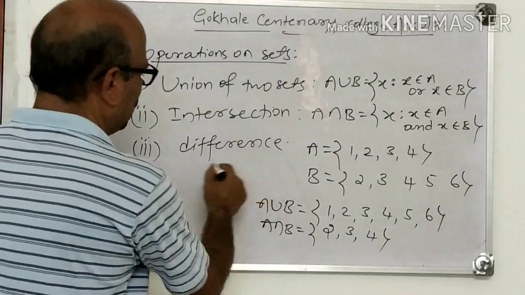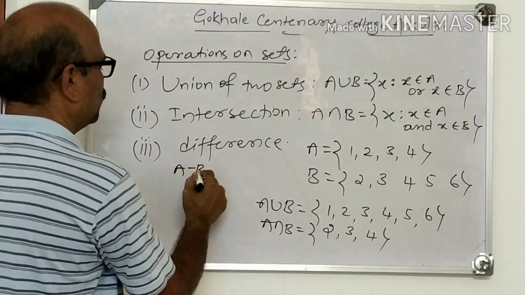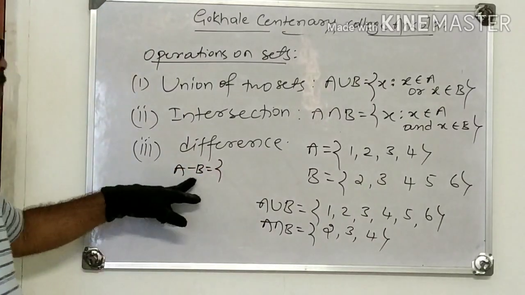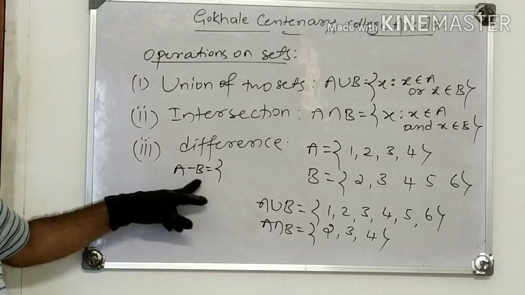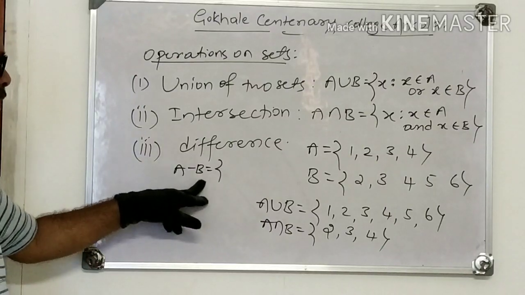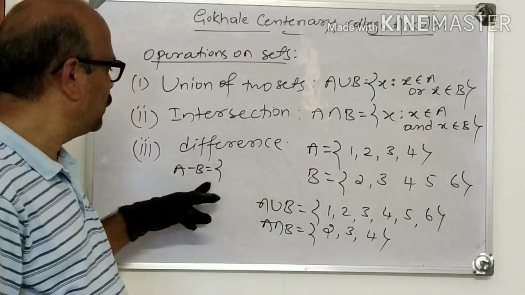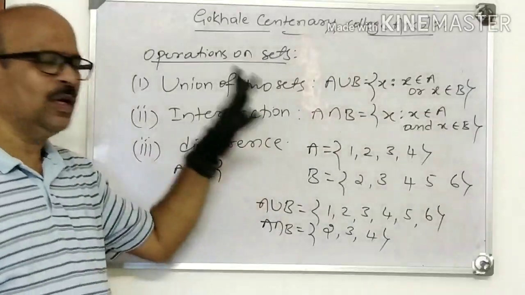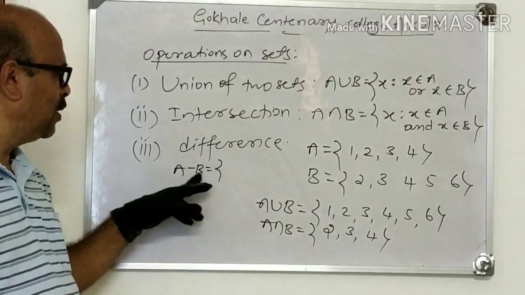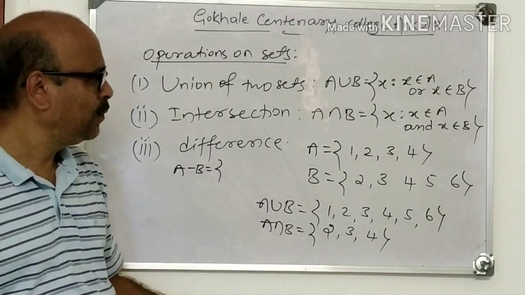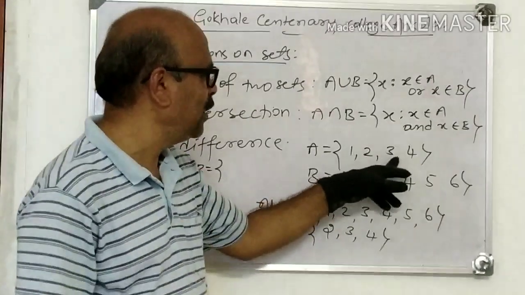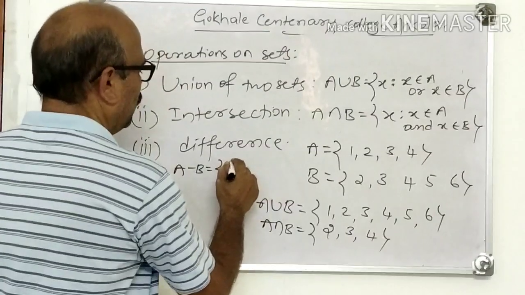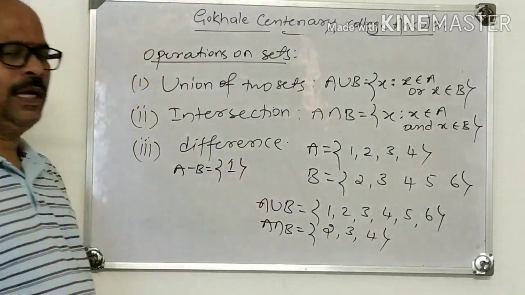What is difference? Difference of two sets, A difference B, is denoted by this notation. A difference B means it is set of all the elements which belong to A but don't belong to B. Which belongs to A but doesn't belong to B. What are the elements which belong to A but don't belong to B? Only one here. A difference B.